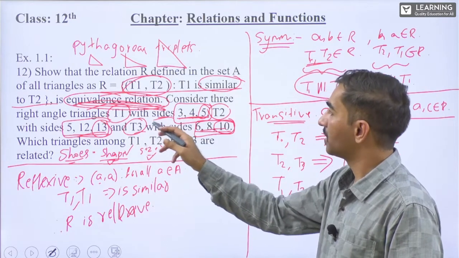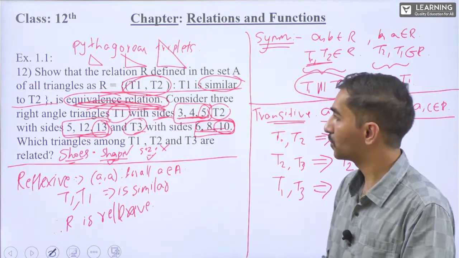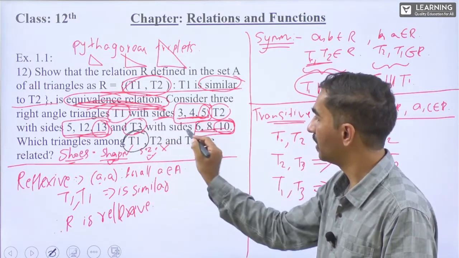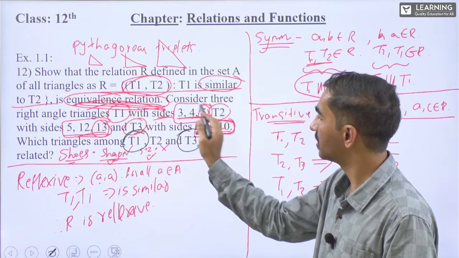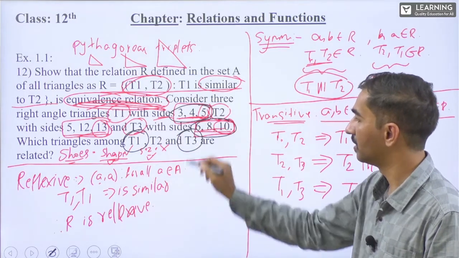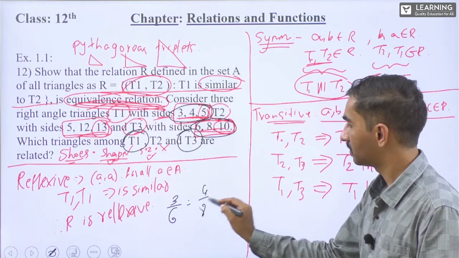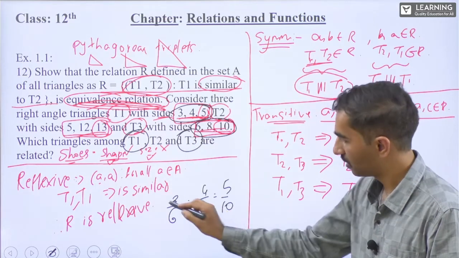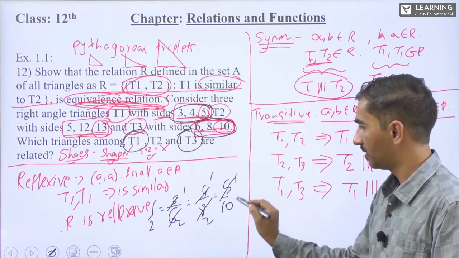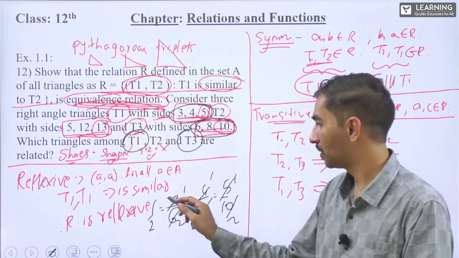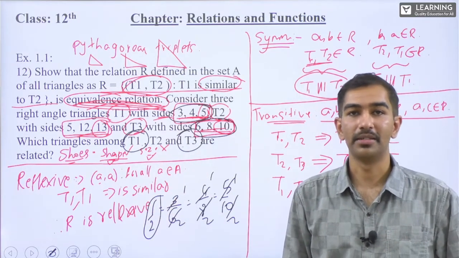So the last thing, the next sub question under this only. Consider three right angle triangles T1, T2 and T3. Which triangles among T1, T2, T3 are related? So students, by looking only we can tell T1 and T3 are related. How is that? The ratio is similar, students. T1 is 3, 4, 5. T3 is 6, 8, 10. See, 3 by 6, 4 by 8, 5 by 10. All these are equal to 1 by 2. Therefore, T1 and T3 are related. Understood? Moving on to the next question.